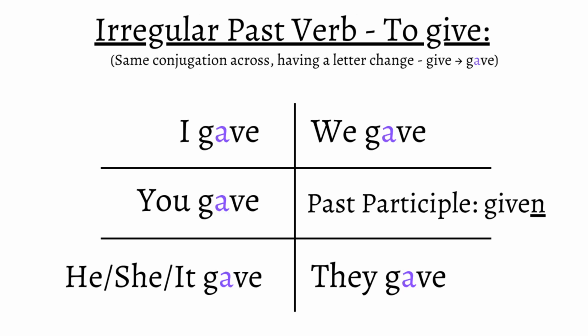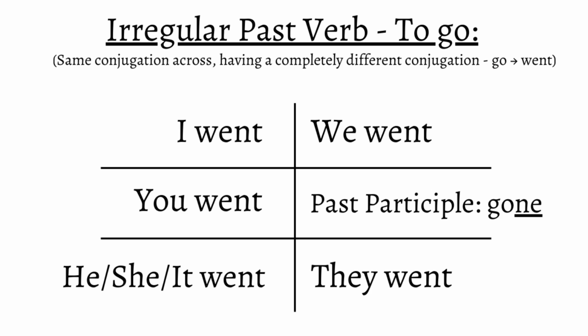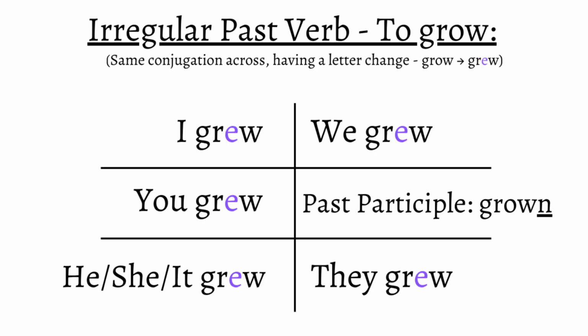Now we have to give. Gave. There is a letter change, but interestingly, its past participle receives a letter in the infinitive. Given. Now we have to go, which is arguably the most irregular verb in the past. Went. This past simple conjugation doesn't even follow any similar letters, but its past participle has a similarity. Gone. Now we have to grow. Grew. We have a letter change, but its past participle is grown, making the infinitive receive a letter.